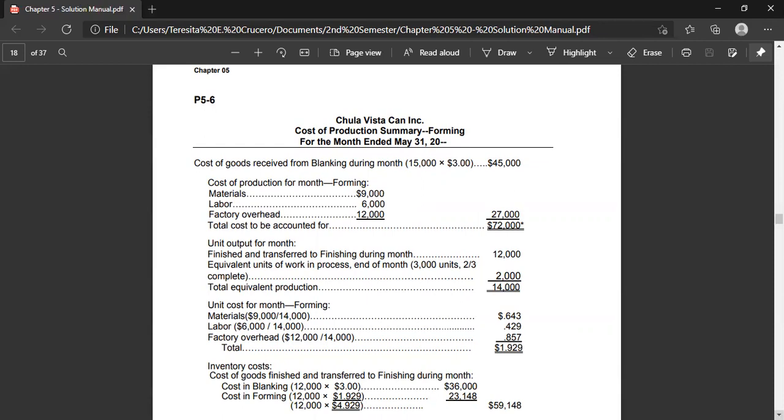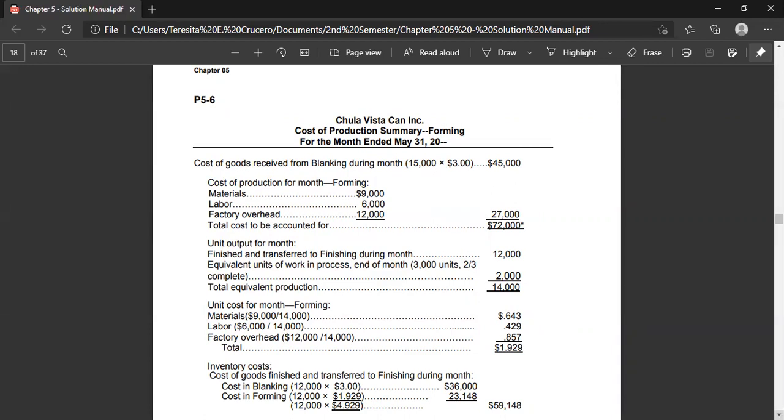15,000 here. You multiply it by 3. We are now in 5-6. So the beginning inventory is now for a total of 15,000 units times 3. Then we have now your cost in the forming department. Then the unit output for the month, 12,000 is finished and transferred to the finishing department.